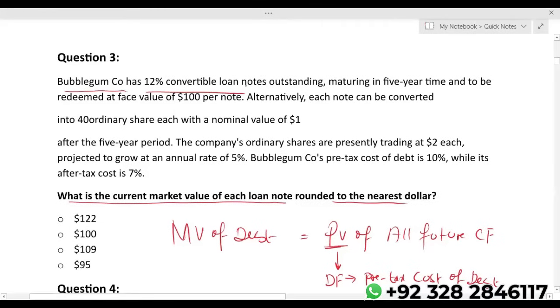One, at maturity, lender can opt for the redemption. Second, lender investor can convert convertible bond to ordinary shares. Obviously, investor will compare the redemption amount with the conversion value, whichever is higher. Bubble Gummy has 12% convertible loan notes outstanding. Maturing in how many years? 5 years, and to be redeemed at face value $100.